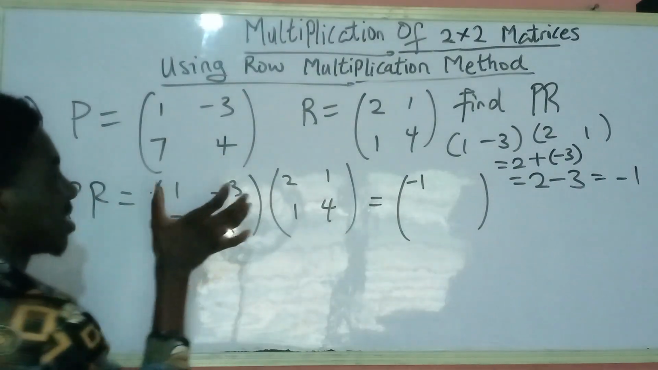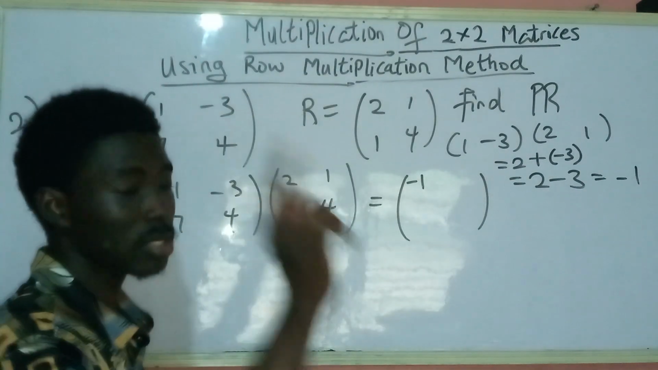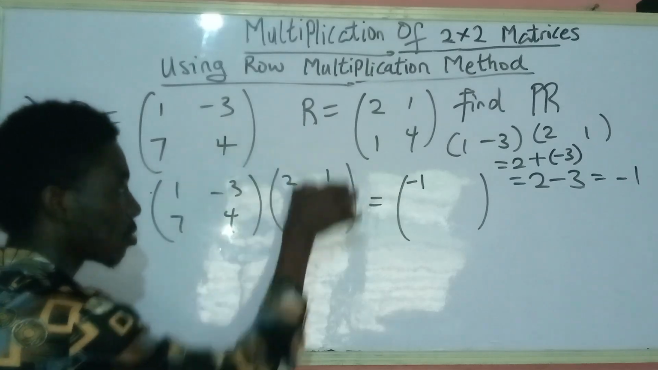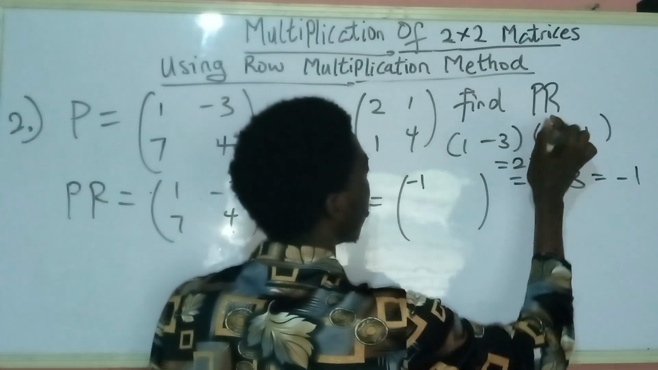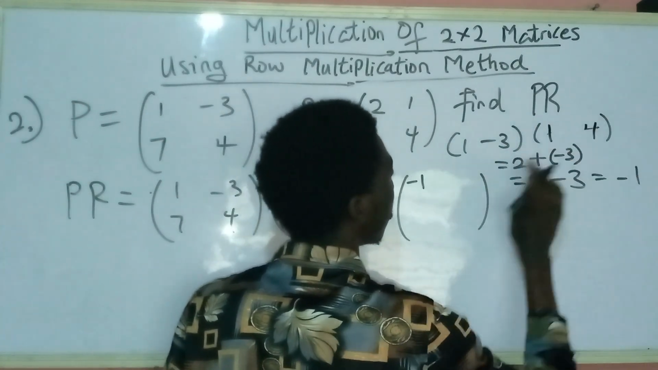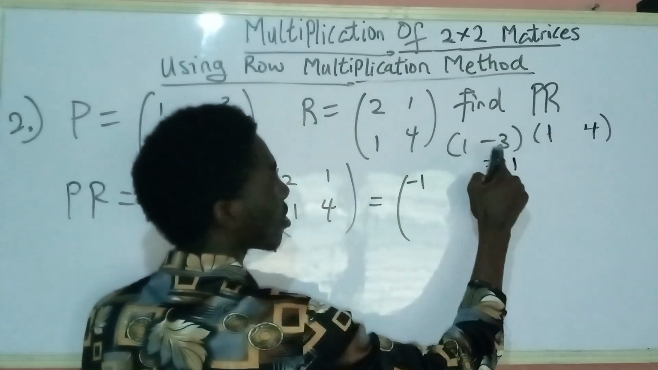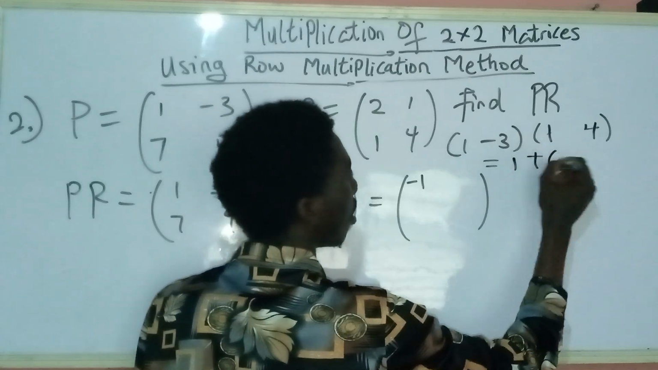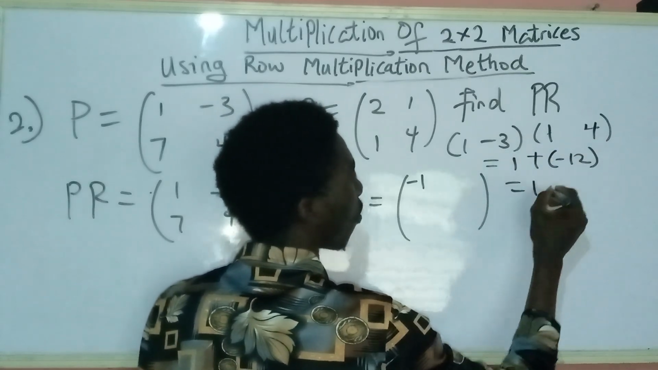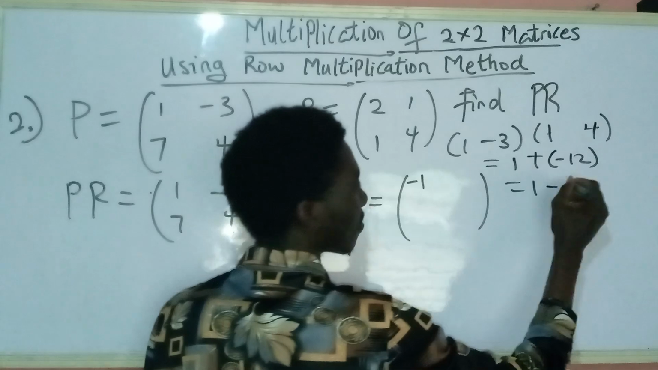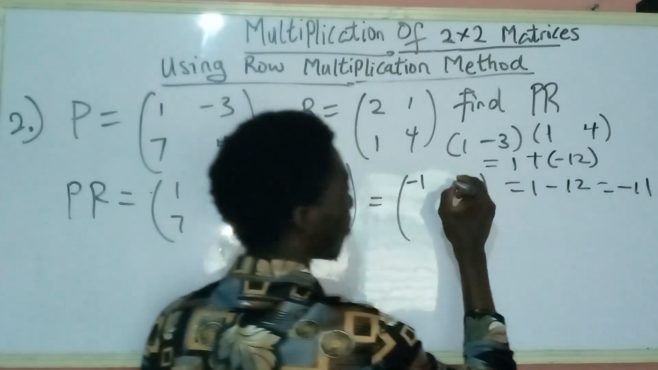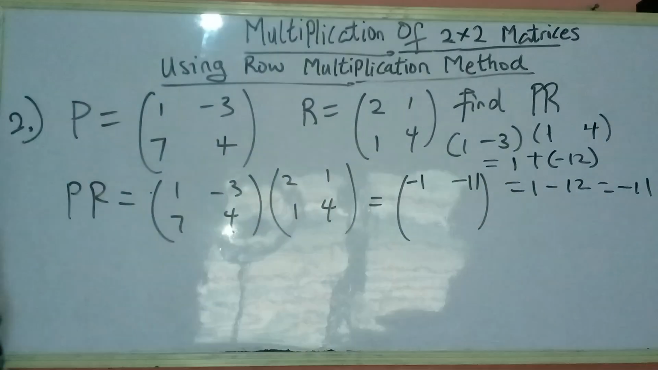The next one is what? That same row multiplies the next column, 1 and 4. 1 times 1 is 1, and this and this is minus 12. 1 plus minus is minus, and that is minus 11. So they give us minus 11.